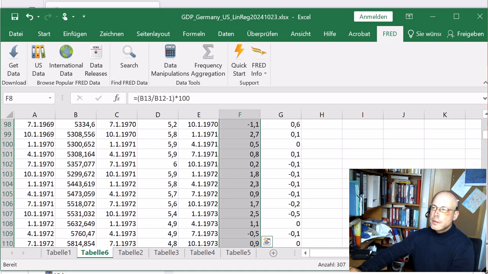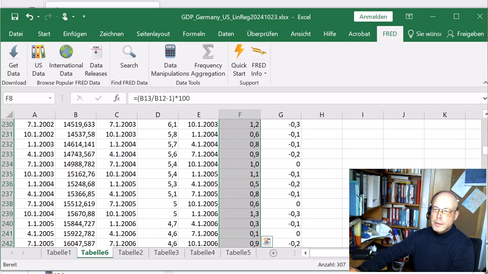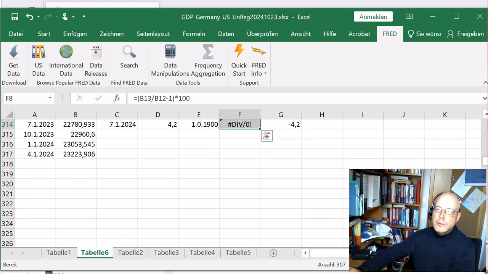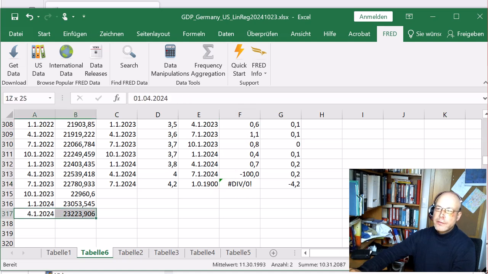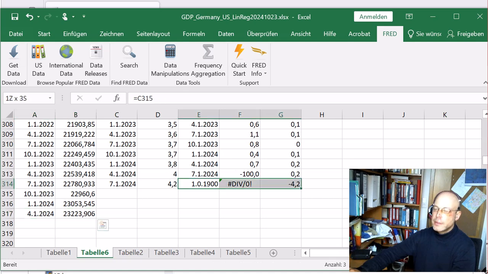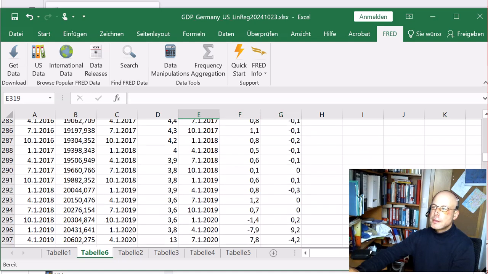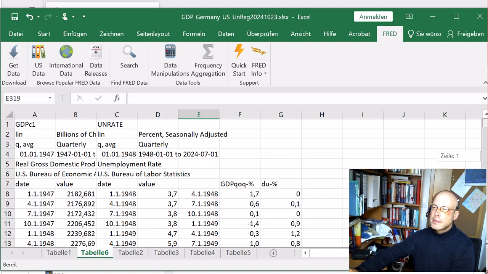And I think the time series for GDP, yeah, here you see it, that we don't get a number for the last quarter, and the reason is that we do not have data for the third quarter, but we have data for the third quarter in the unemployment rate. So let's skip this one. And going back, let's have a look at our data.